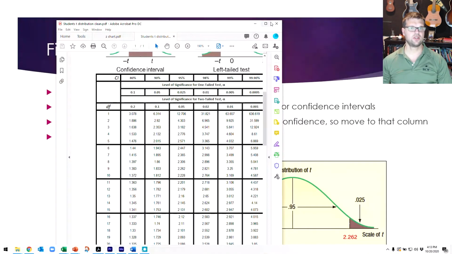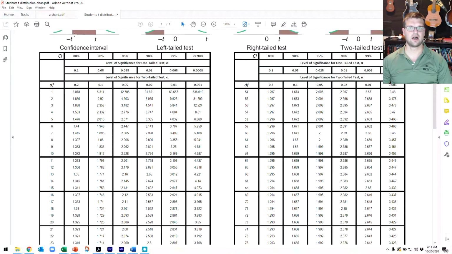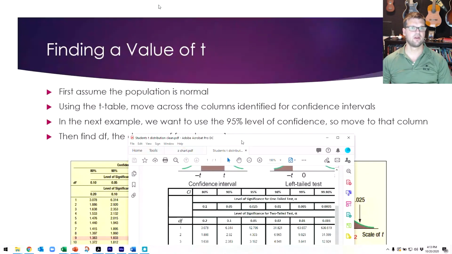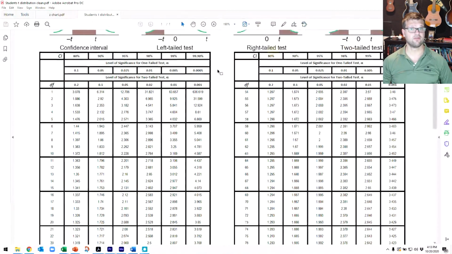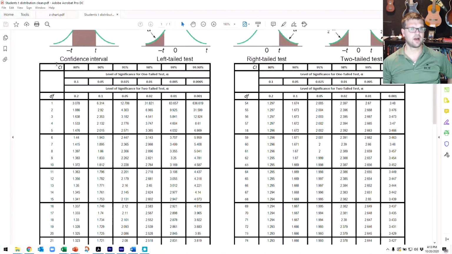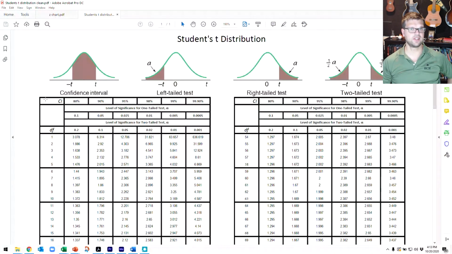So here's what you need to do. We're going to follow a few steps. First, at the very top, we need to find the confidence interval. We see CI right here, confidence interval, and what confidence interval do we want? You either want an 80, 90, 95, 98, or 99. Just make sure that you're following these values right here for the confidence interval.